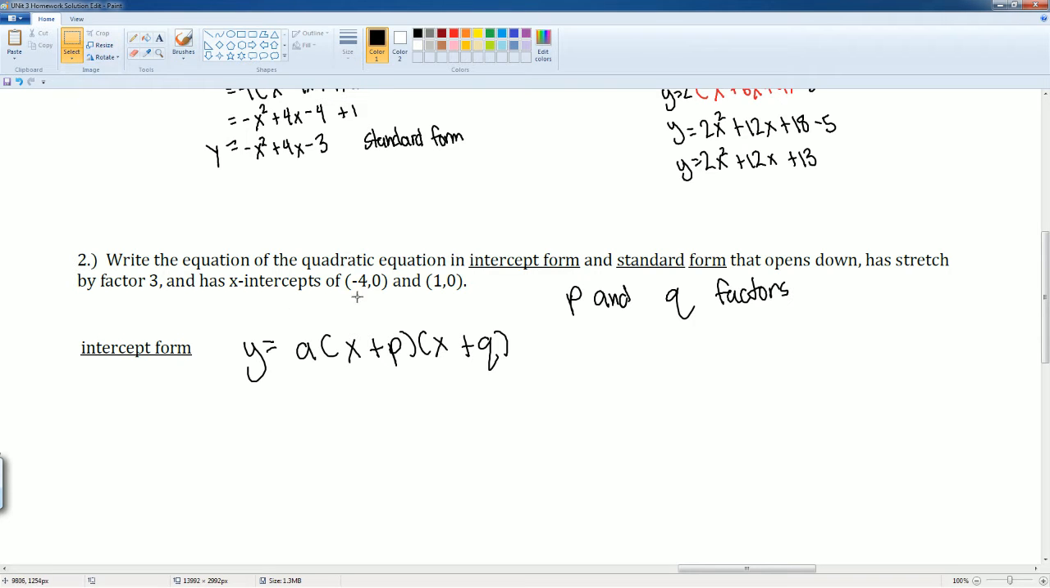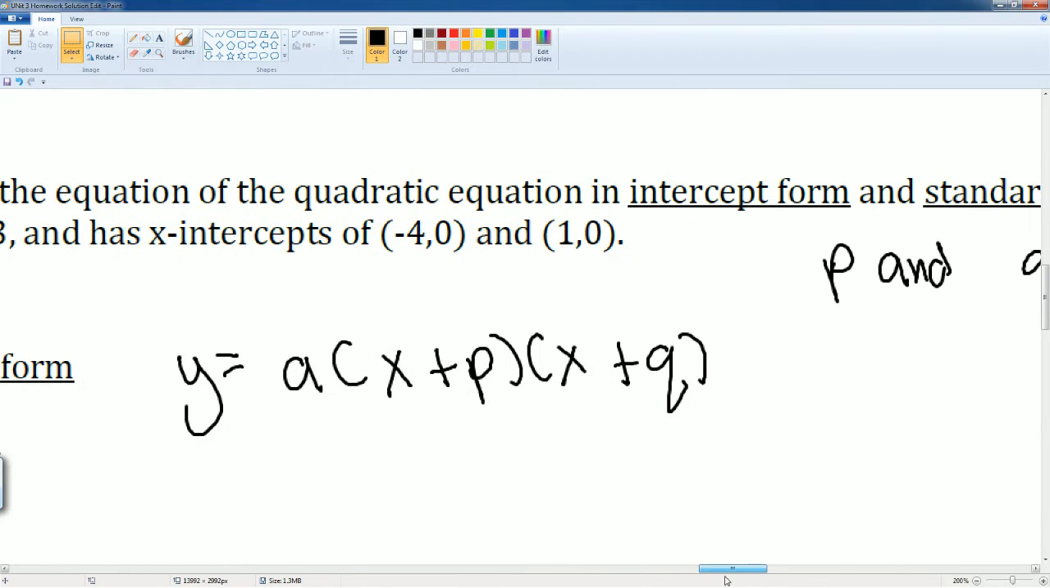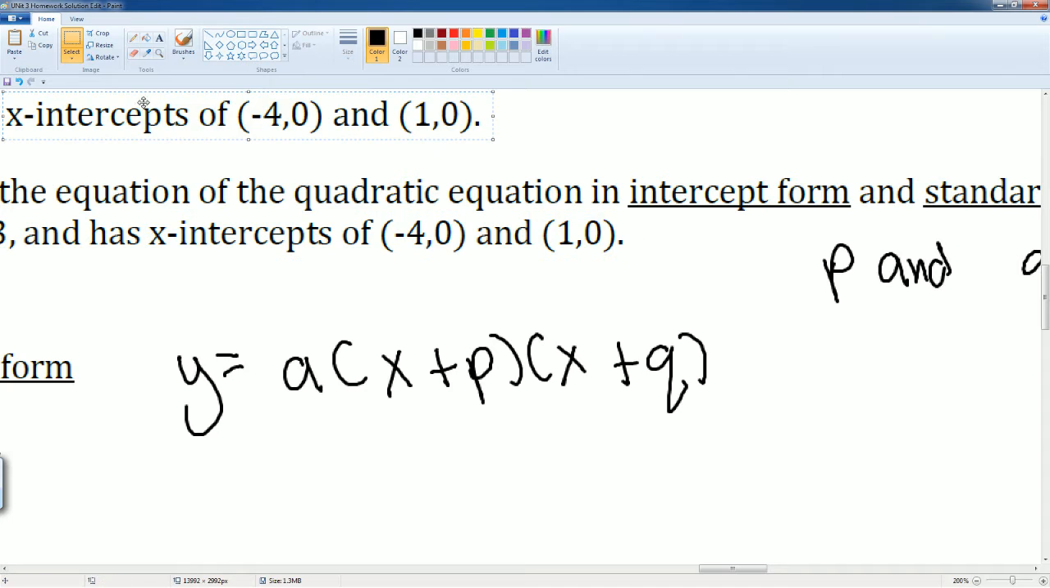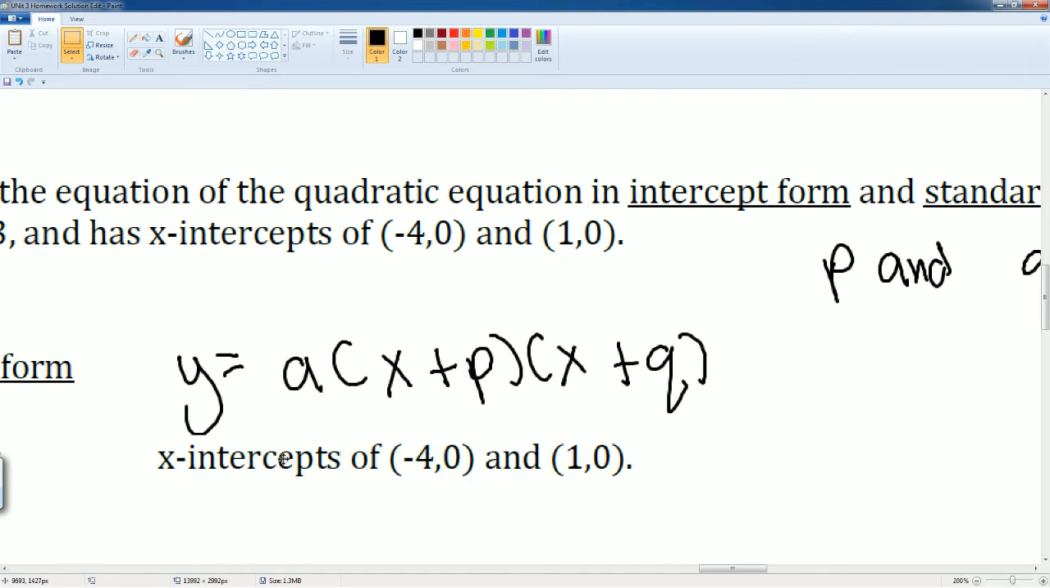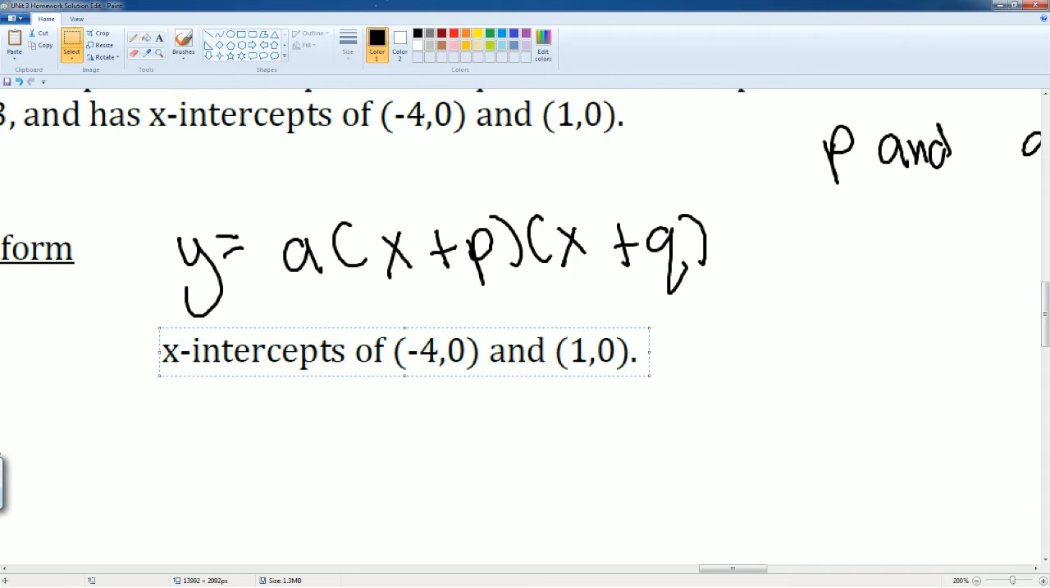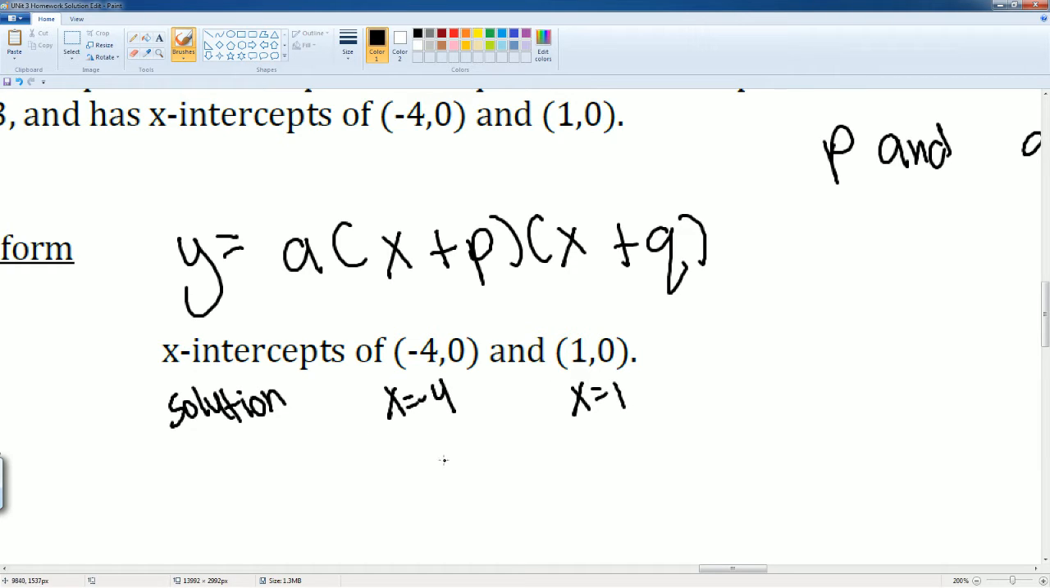So what we need to do is grab these solutions, these x-intercepts, and we have to convert those x-intercepts somehow. We know that the x-intercepts are your solutions. So we can write the solutions: x is equal to -4 and x is equal to 1. Do you see? It's just the x values.